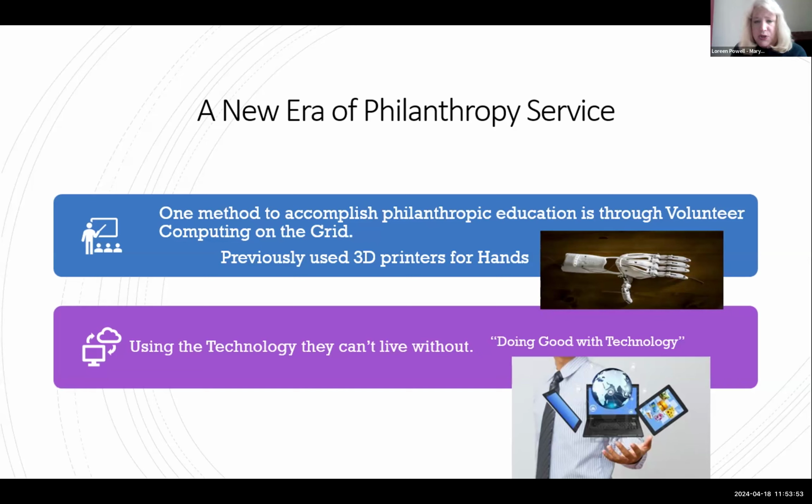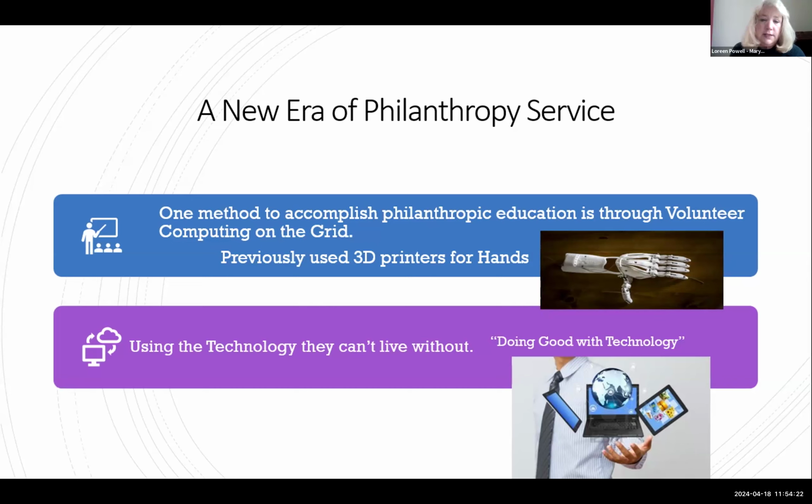So this new era of philanthropy and service is one that we're always looking to make very, very important, right? And the other part of it is that we're now in an economy, and we all know with higher ed, our budgets are being cut. So this previous idea of using 3D printers to create prosthetic hands really can't exist anymore because we're now on limited funds, right? So we need to find an even more innovative way.